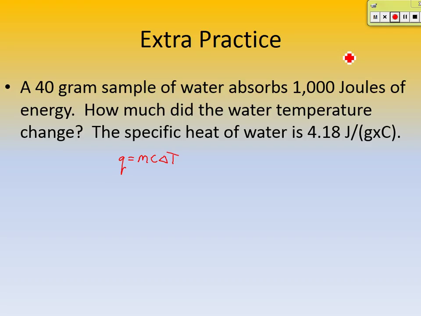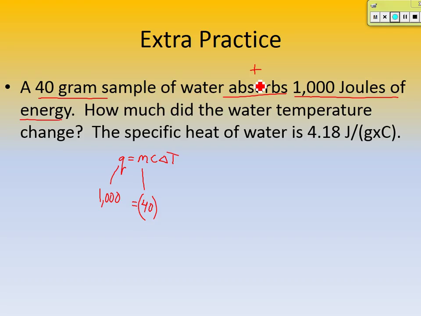It says a 40-gram sample of water absorbs 1,000 joules of energy. How much did the water temperature change? The specific heat of water is 4.18. Okay, this time it told us a couple of things. So we got a 40-gram sample, so that goes in for mass. 40 grams. But it said it absorbed 1,000 joules of energy. So joules is for Q. So my 1,000 has got to go right here in for Q. Now if it absorbed energy, guys, is my sign going to be positive or negative? Absorb means positive.